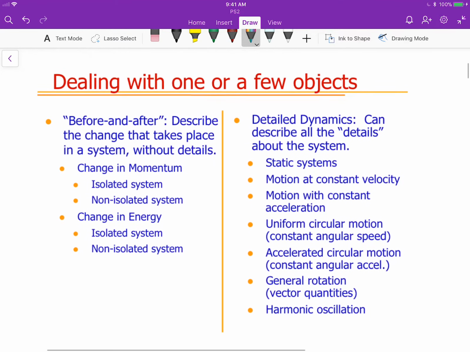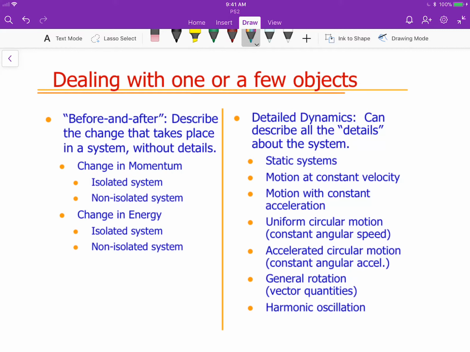So what I'm going to do in this review is start with dealing with one or a few objects, and I'll break that down into two parts, which I'll describe in a second. And then I'm going to talk about the fluids, the second part of the class, where we dealt with fluids and small particles that make up gases and fluids.